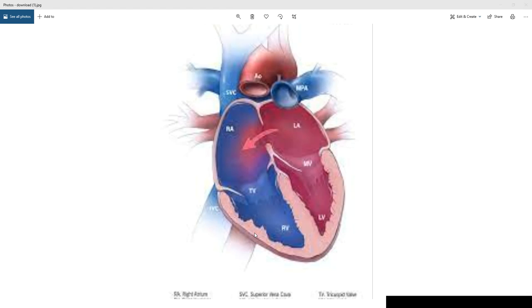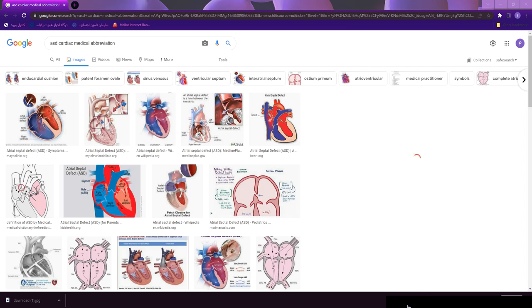The first disease is ASD. What is ASD? It is an atrial septal defect, a hole in the heart between the upper chambers, the atria. The hole increases the amount of blood that flows through the lungs. The condition is present at birth. This is a congenital heart defect.